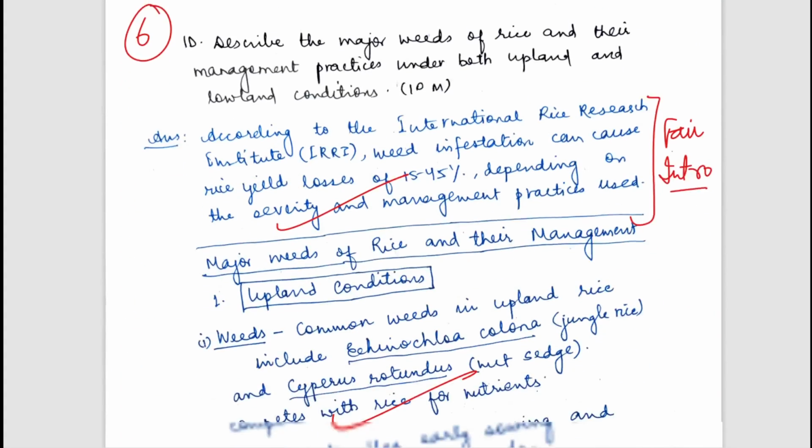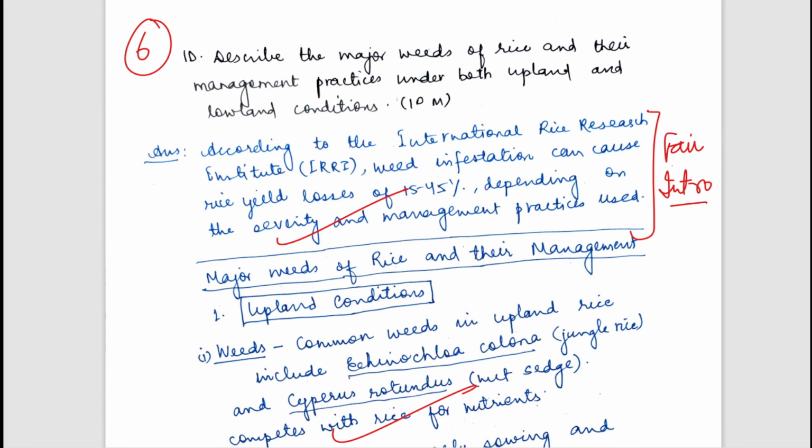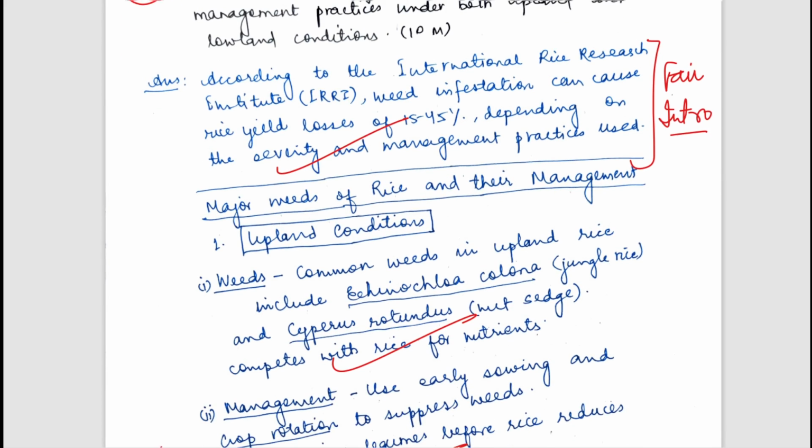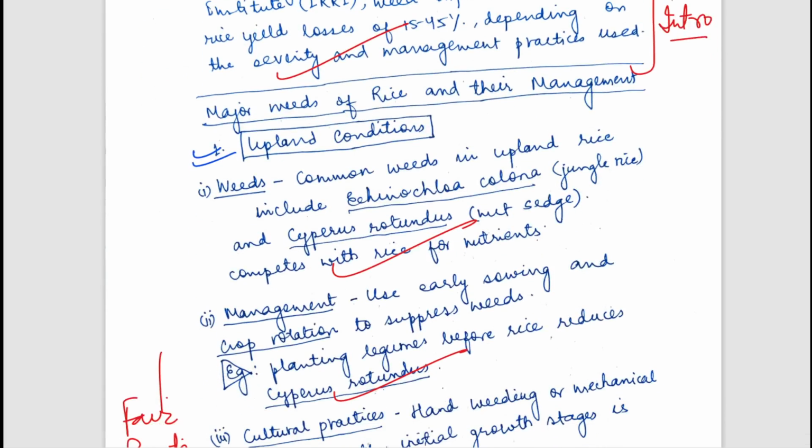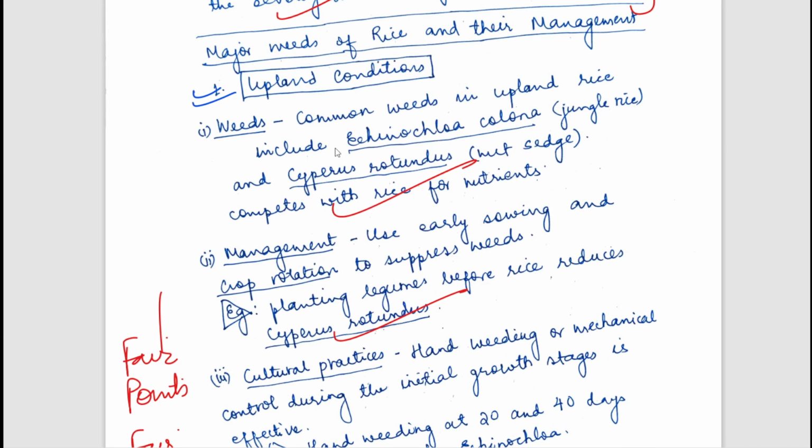Now let's move to the next question. The next question is, describe the major weeds of rice and their management practices under both upland and lowland conditions. Okay, so major weeds of rice. First of all, the student has discussed the upland weeds. These are weeds such as Echinochloa, we have Cyperus rotundus, which is also known as nutsedge, jungle rice. So these are the common weeds of rice. How can it be managed?